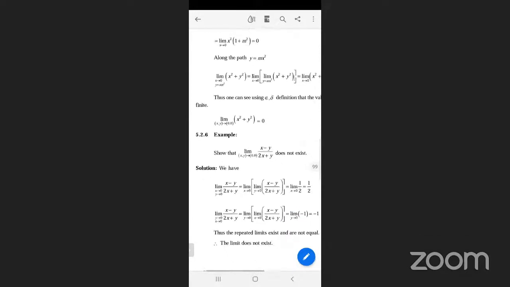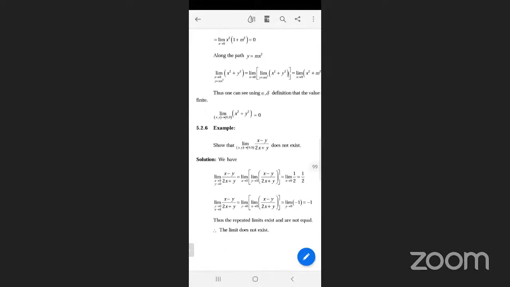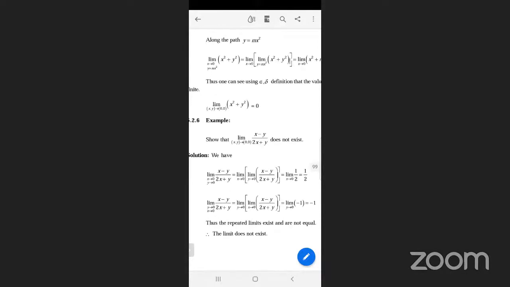Okay. Similarly, see one more example. Show that limit x, y tends to 0, 0 of x minus y by 2x plus y does not exist. I want to show that if you change the path directions, one time it will show one answer and another time it will show another answer. If there are different answers, then we can say the limit does not exist for this problem. Okay, let's discuss. Chudandi.